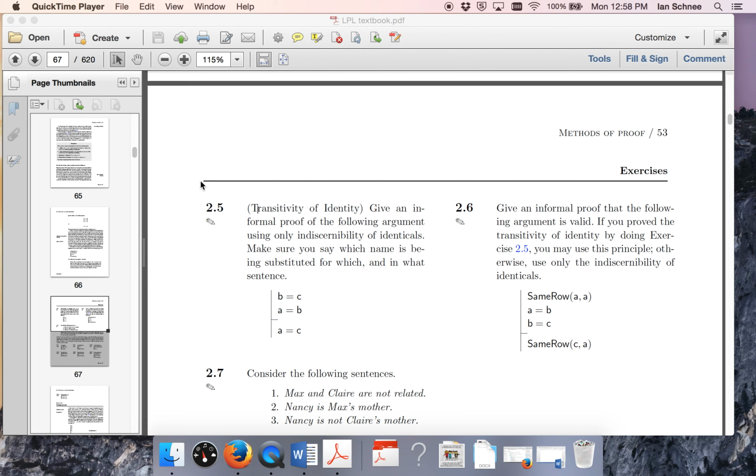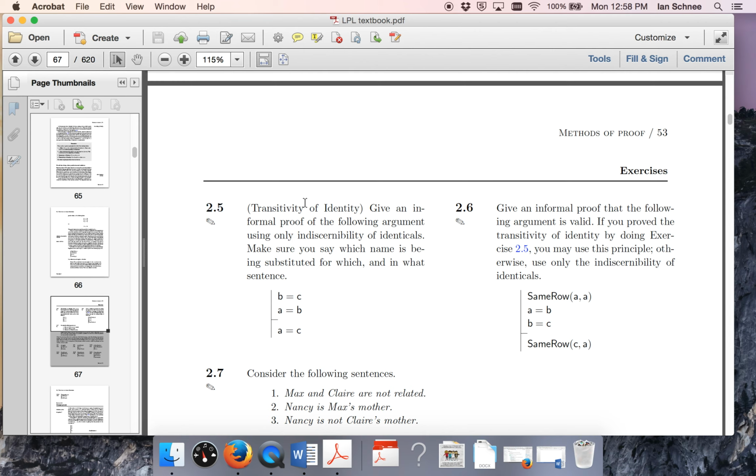Hello class. In this video I'm going to explain the basic concept of informal proofs, and I'm also going to try to convey to you the skill that you're going to need to master, which is how to give an informal proof. We'll do this by looking at exercise 2.5 of the textbook. You don't have to do this problem for problem set number 2 yourselves. This video is just covering one of the fundamental skills of the course.